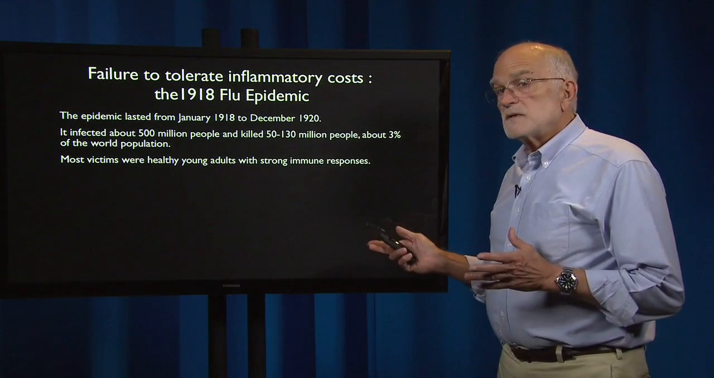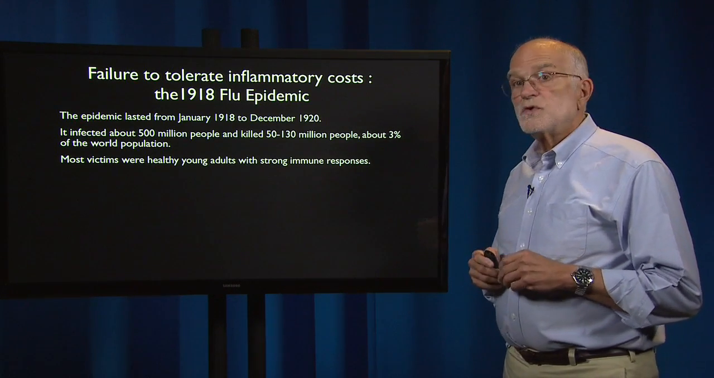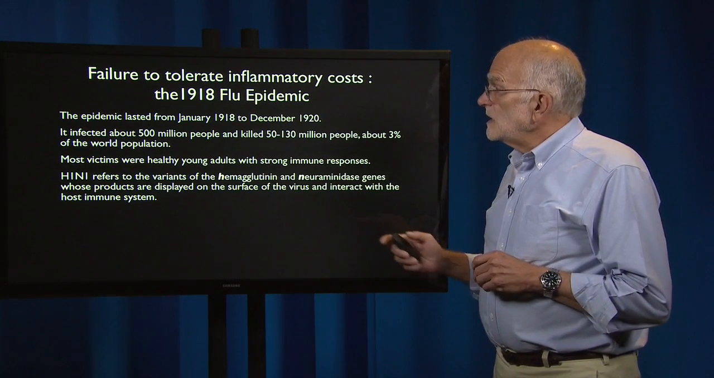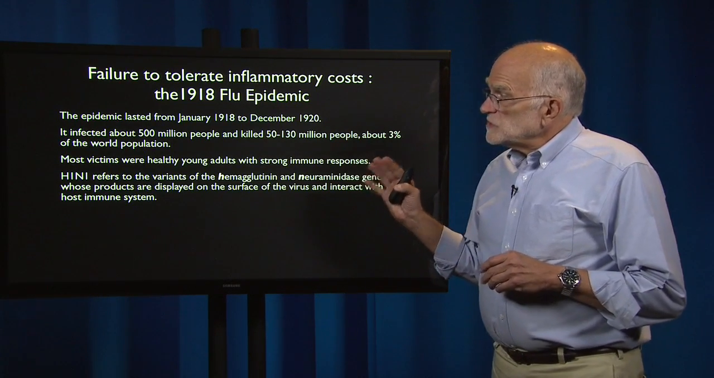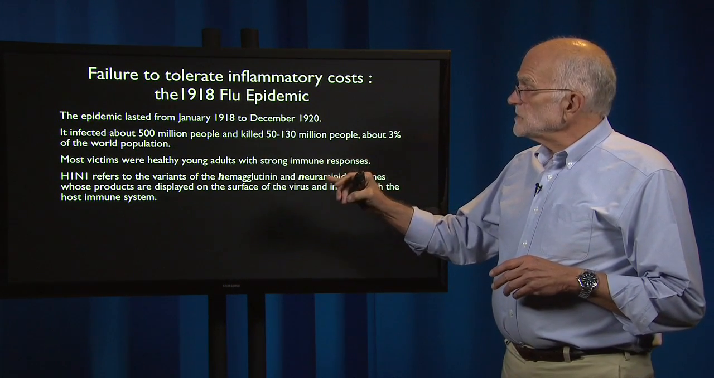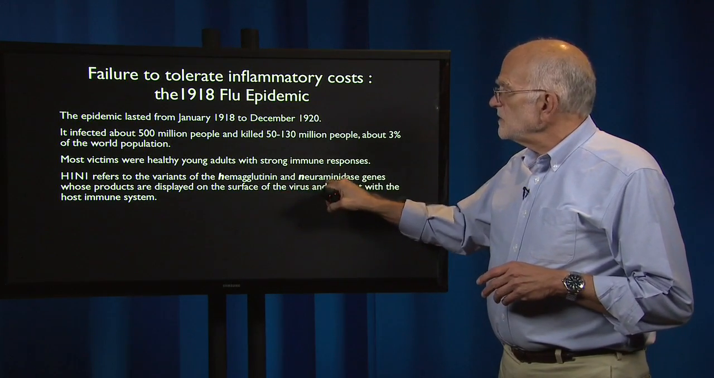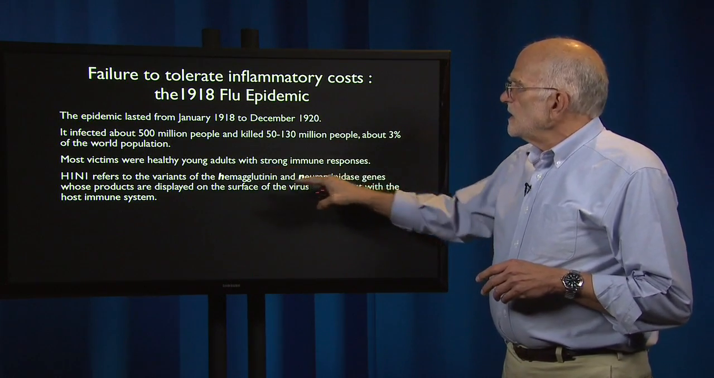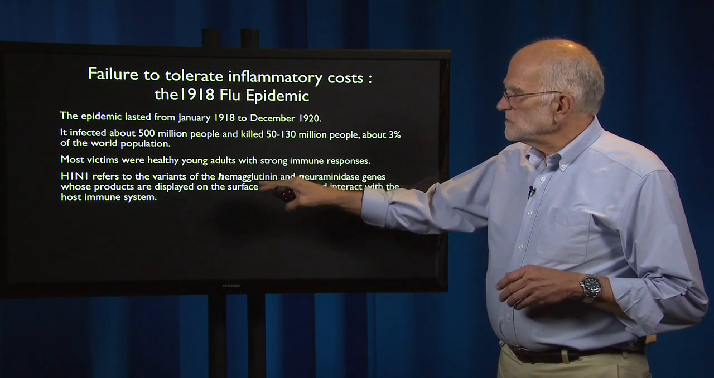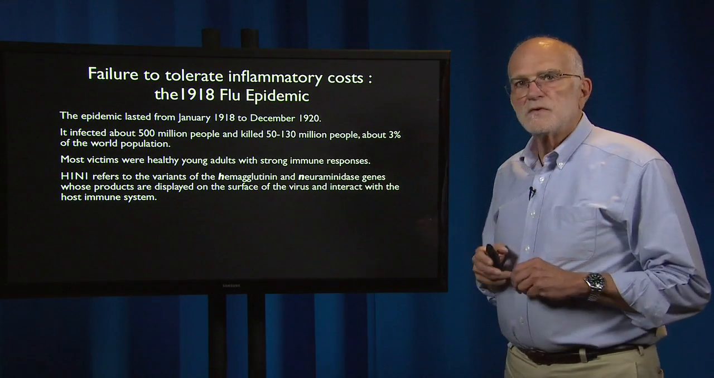Most of the victims, and this is the interesting point, were healthy young adults with strong immune responses. The strain of flu was H1N1, and that label refers to the variants of the hemagglutinin, that's the H, and the neuraminidase, that's the N, to the variants of those two genes whose products are displayed on the surface of the virus, and they are the ones that interact with the host immune system.